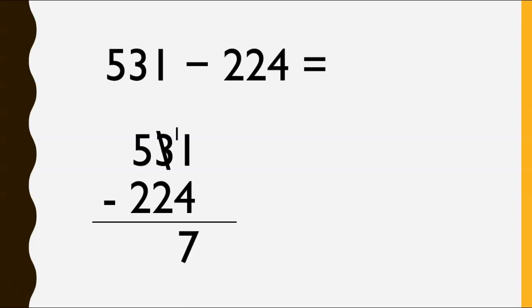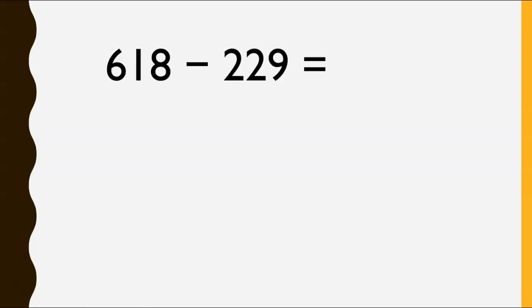7. Good. And that 3, we crossed it out. We had to take 1 away from it. Now it turns into a 2. Now we can take 2 minus 2. And what is 2 minus 2? 0. Good. And what is 5 minus 2? 3. Good job.